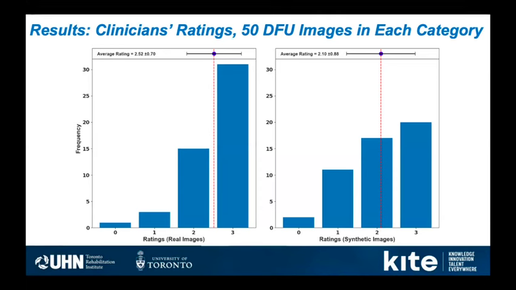0 means that nobody was able to rate them correctly. 1 means that one physician was able to rate that particular image correctly, then 2, 3, and so forth. You can see that for the real images, physicians are more confident about rating them correctly, and on the synthetic images they are less confident. But the average ratings, 2.52 and 2.1, are within the same range. They're not significantly different. So this proof of concept showed us that we are, in fact, able to generate new synthetic diabetic foot ulcer images to reach our two goals.